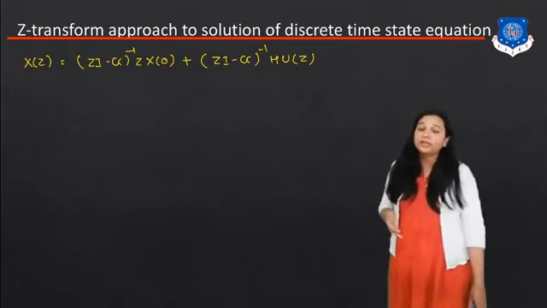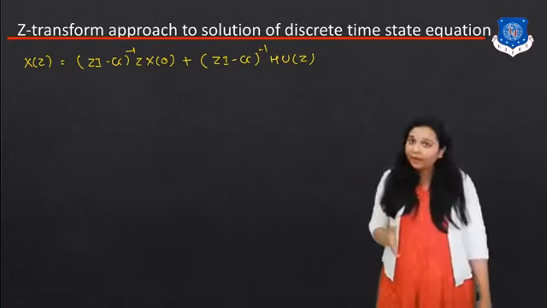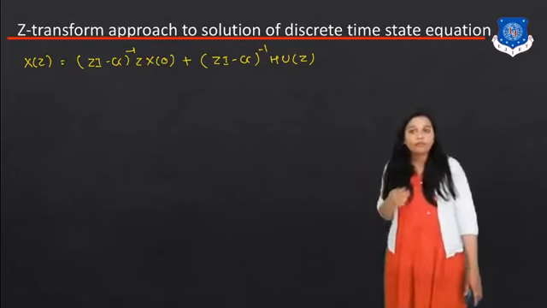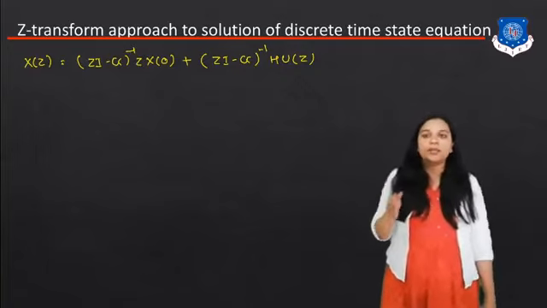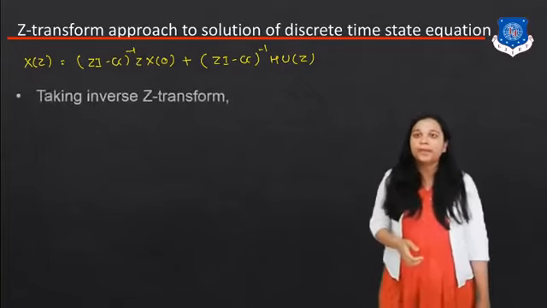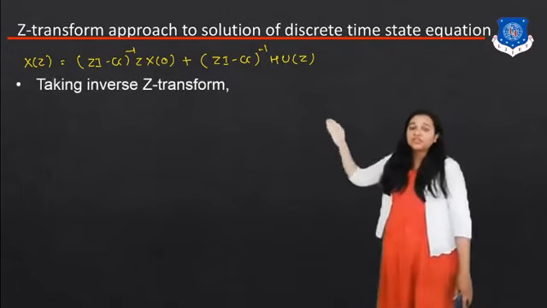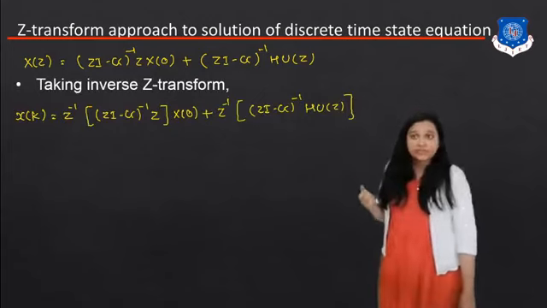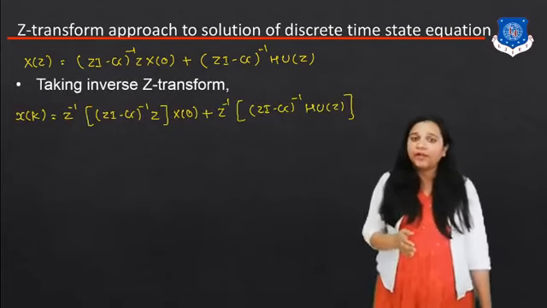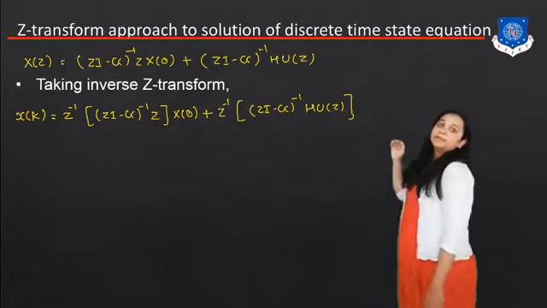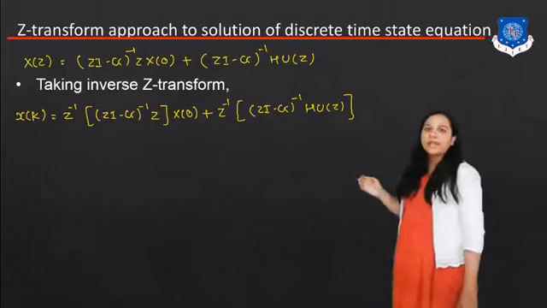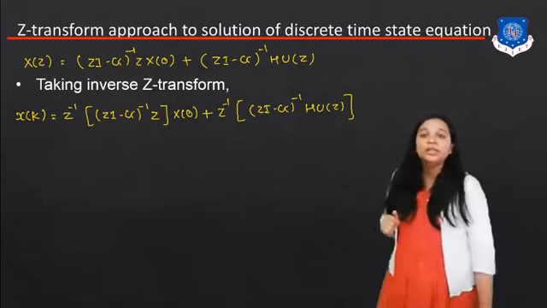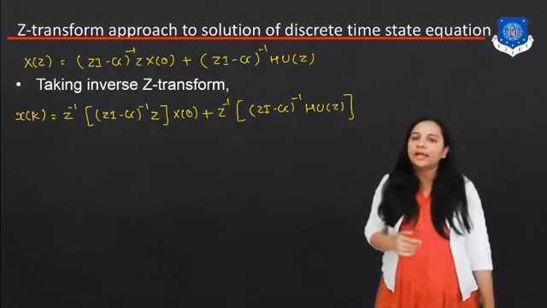So in the example, if they ask to find the value of X of z, our first target is to find the value of (zI minus G) inverse. Okay. Now, taking the inverse z transform of the above equation, what is the inverse of X of z? It is x of k, which is equal to z inverse of (zI minus G) inverse times z, in brackets, times x of 0, plus z inverse of (zI minus G) inverse H U of z.